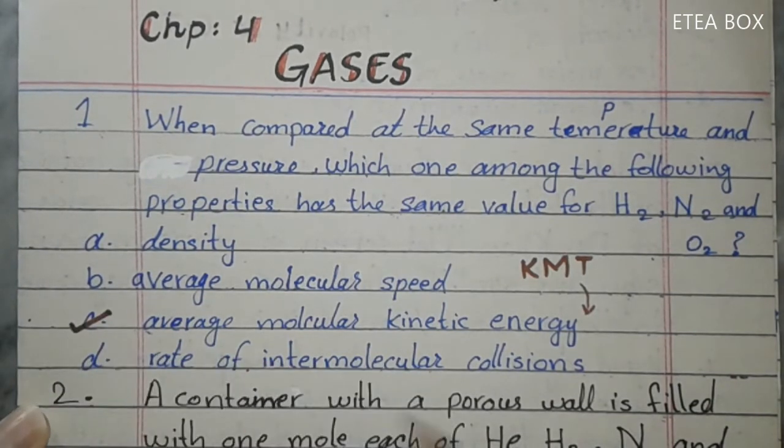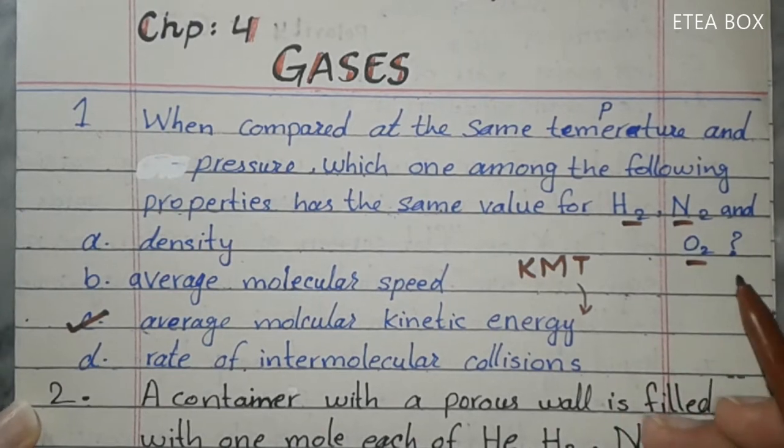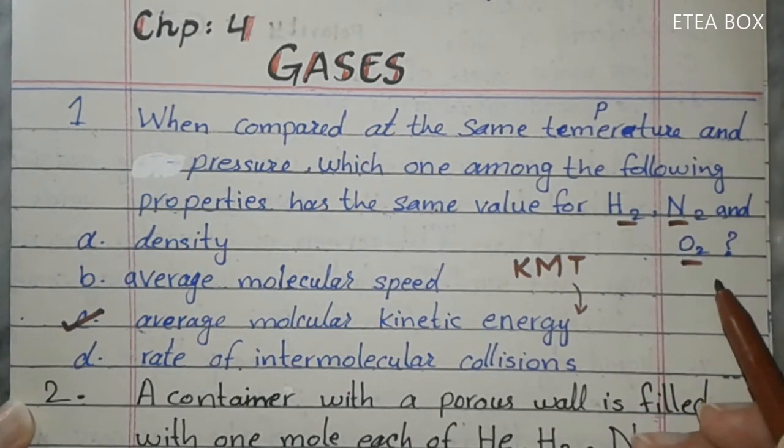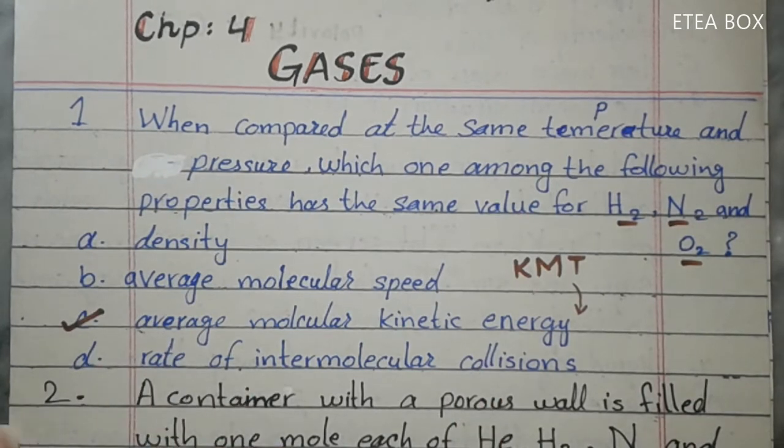Now read again. We have different gases: H2, N2 and O2. When the pressure and temperature are the same, their kinetic molecular energy will be the same, the average kinetic molecular energy. So option C is correct.